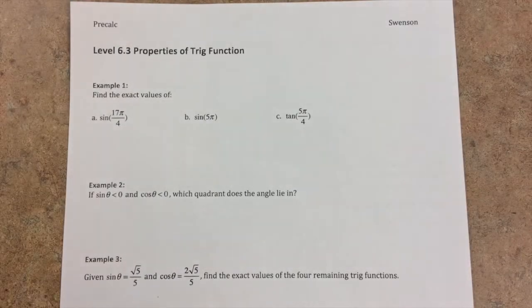So moving on to level 6.3, we're going to be talking about properties of trig functions. This is going to be talking about finding exact values and then working with sine and cosine and figuring out what the value that they determine. As we talked about before, if you want to use your unit circle, that's a great reference.